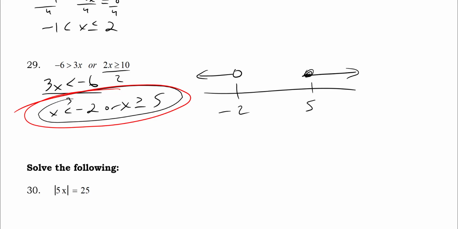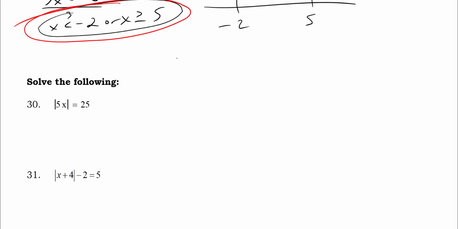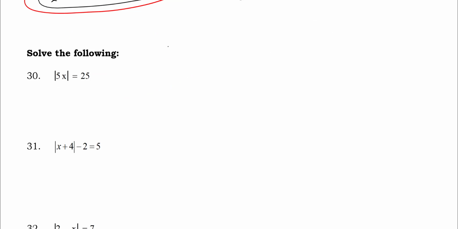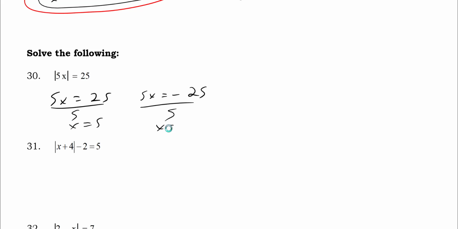Okay, absolute value equations. You're going to have usually 2 answers. So remember, once you solve the absolute value, then you set each of those equal, let me just show you. 5x equals 25 and 5x equals negative 25. Right, positive, negative of that right number. Divide by 5, so x is 5. Divide by 5, x is negative 5. Those are your 2 answers.